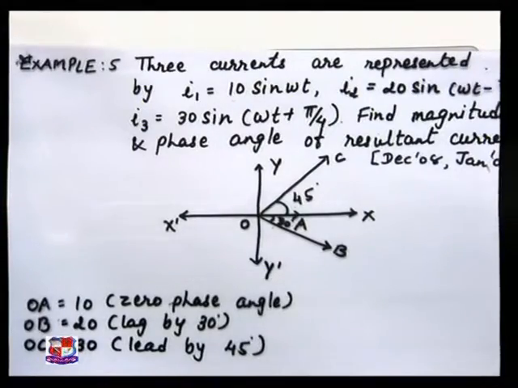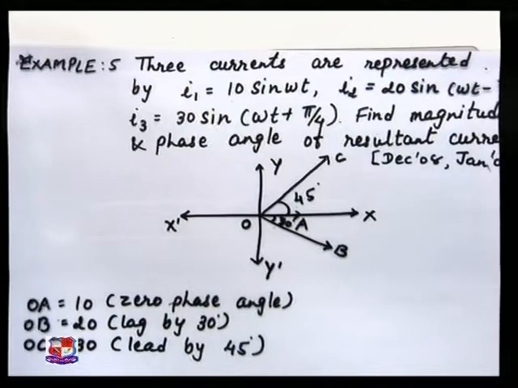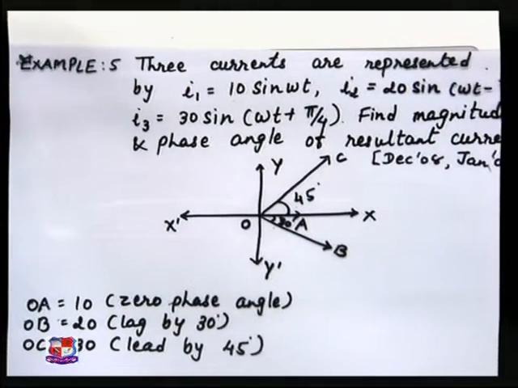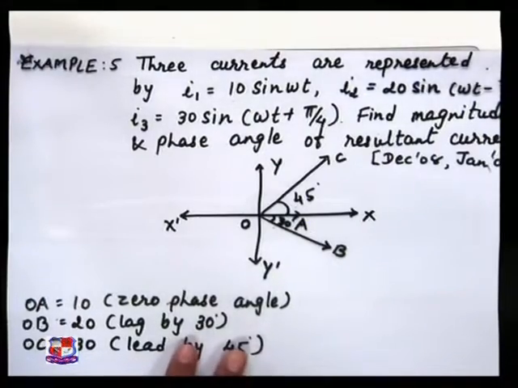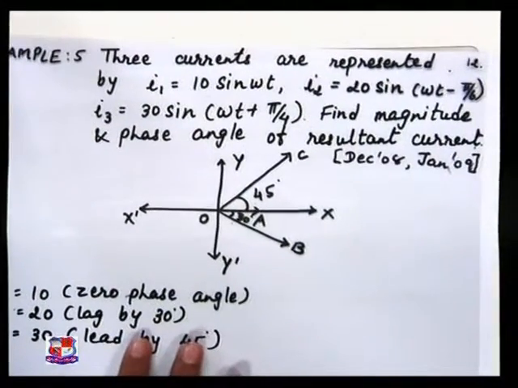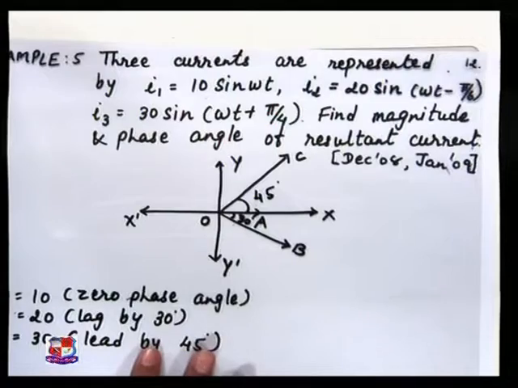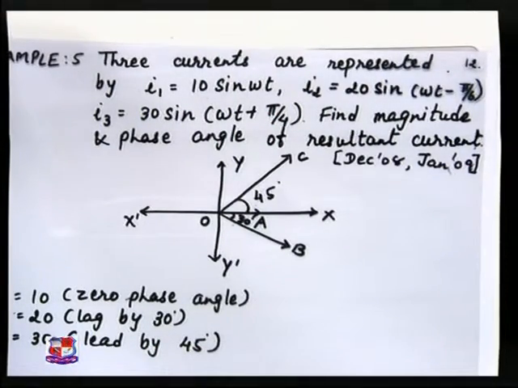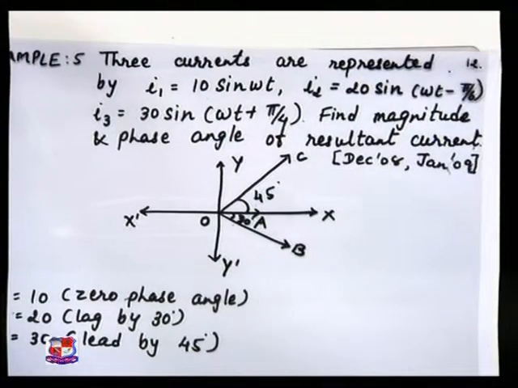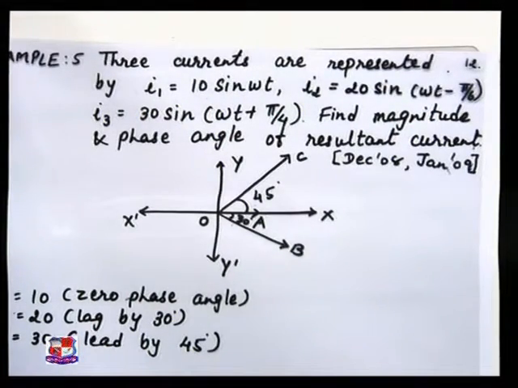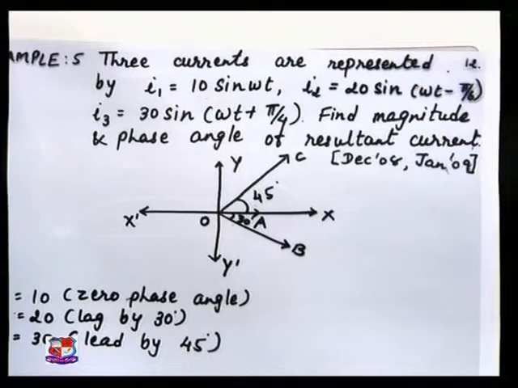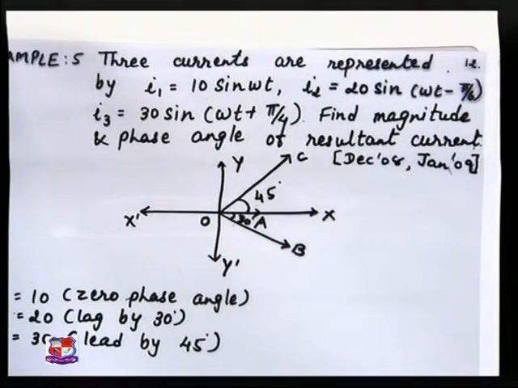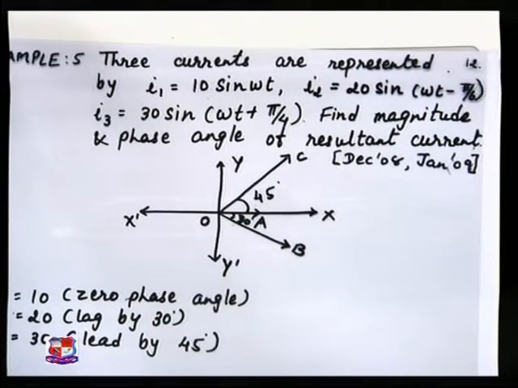Three currents are represented by I1 equal to 10 sin omega t, I2 equal to 20 sin(omega t minus pi by 6), and I3 equal to 30 sin(omega t plus pi by 4). Find the magnitude and phase angle of the resultant current. This example was asked in December 2008 and January 2009 also.